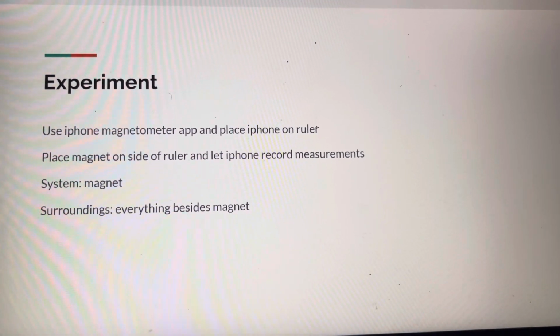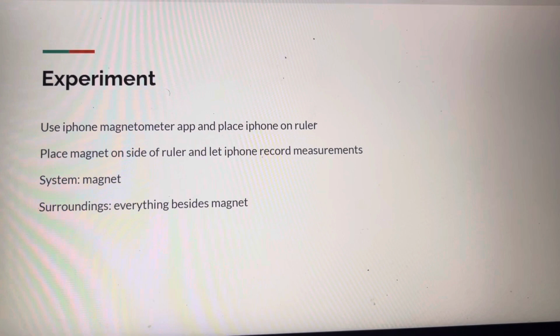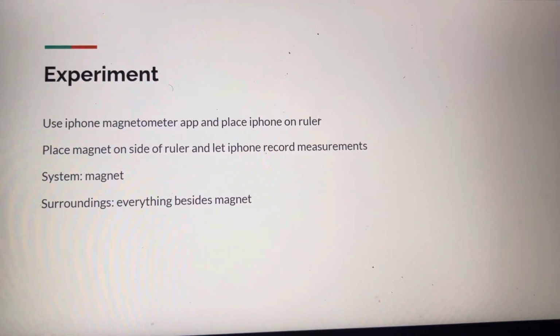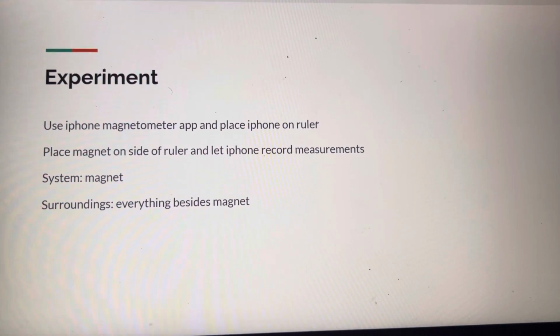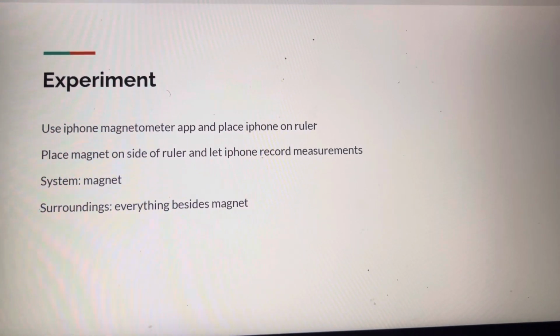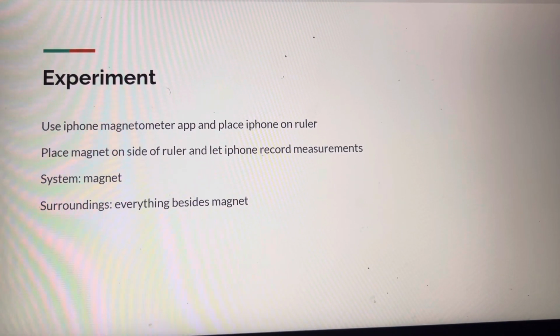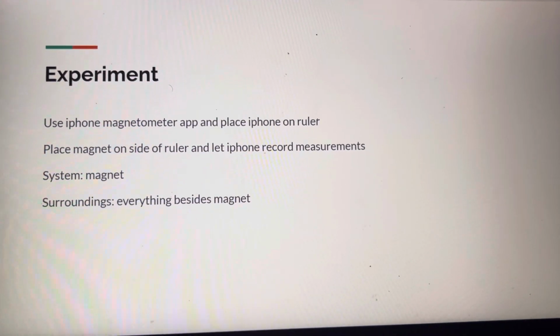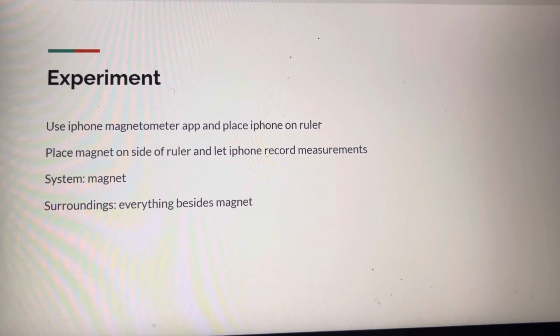The system for such an experiment would be the magnet, and the surroundings would be everything else, such as the Earth and the magnetic field that it makes, and those that interact with the magnet itself, specifically the magnetometer within the iPhone that's able to detect the magnetic field.